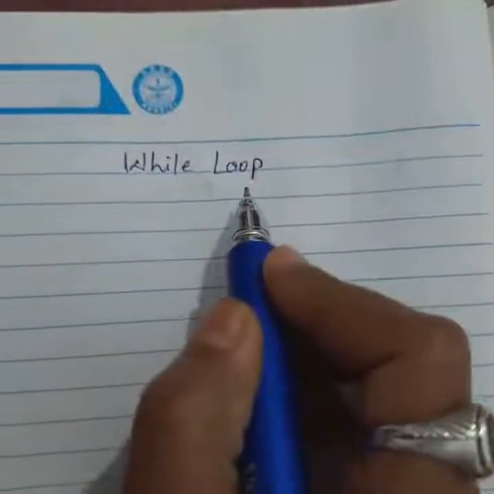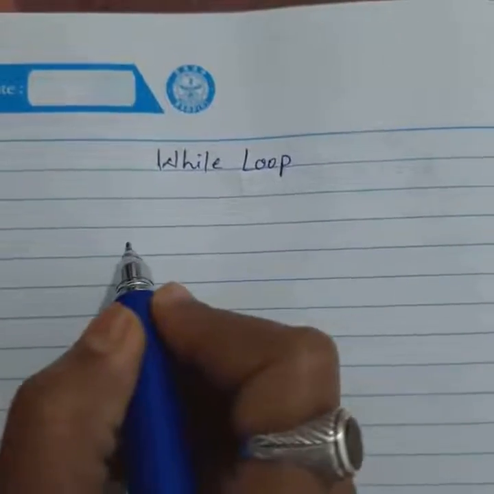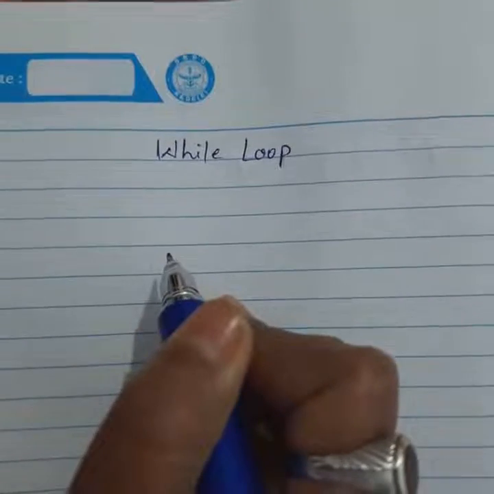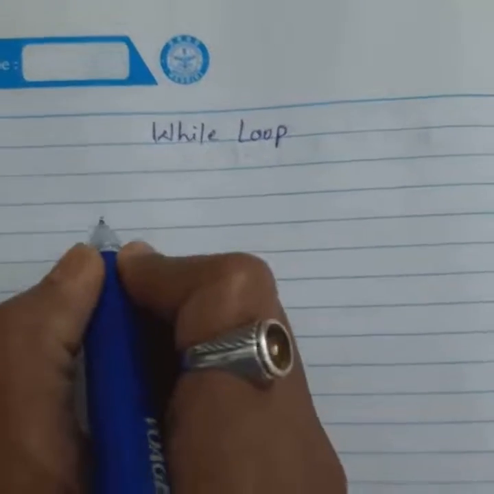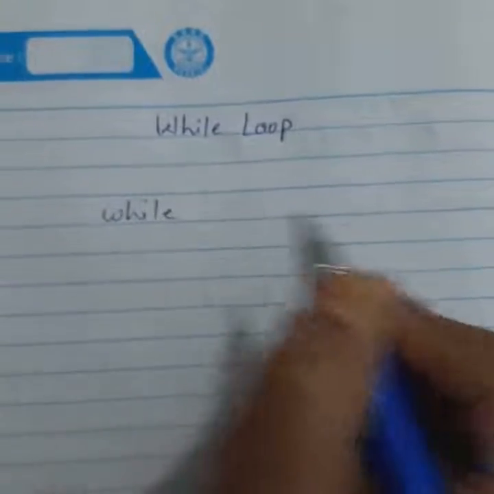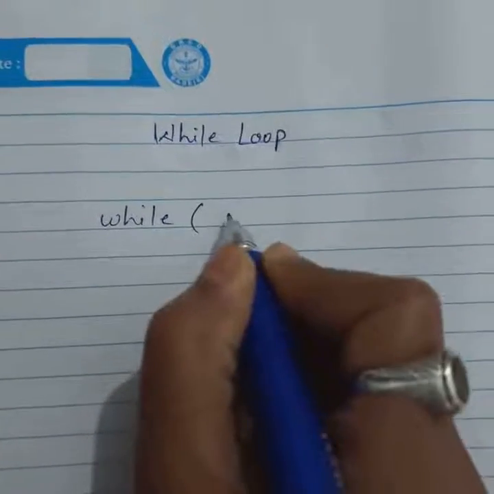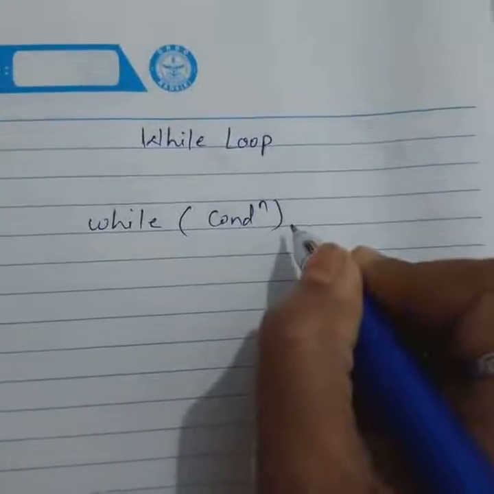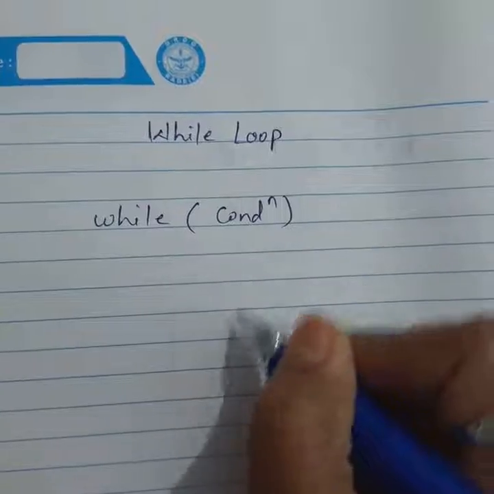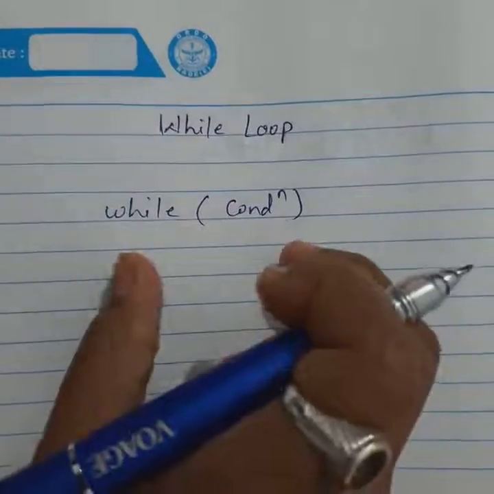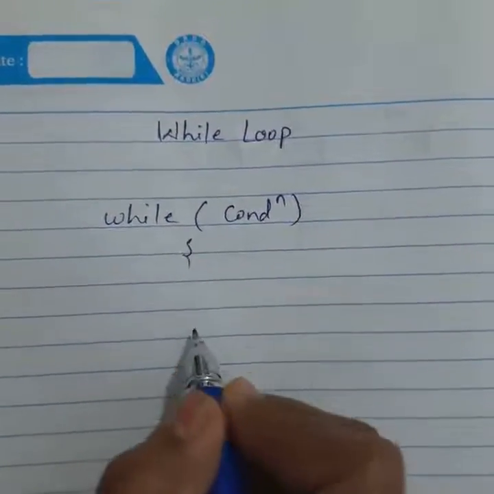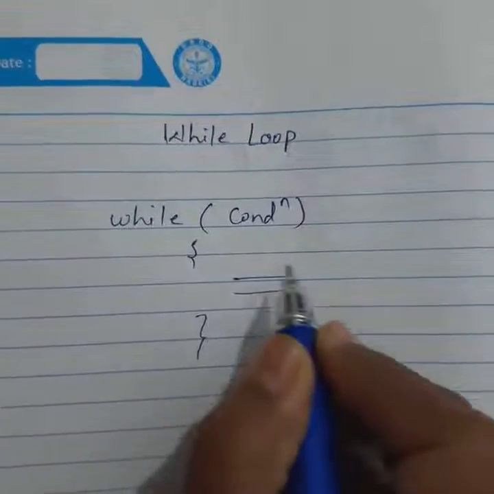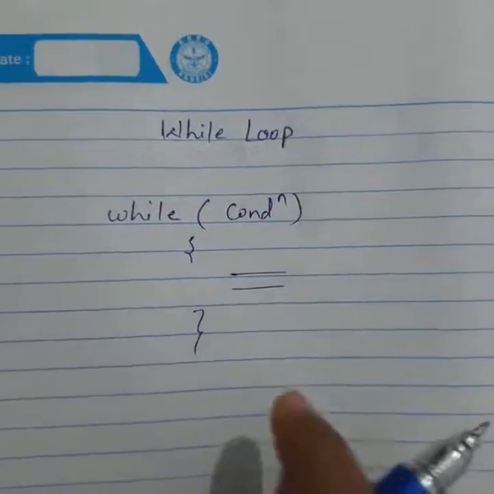Today we start the while loop. A while loop is used for repeatedly executing a target statement until the given condition becomes false. The syntax of a while loop is: while, and here we give a condition. For example, I will create a program that prints the natural numbers 1 to 10. If this condition is true, the compiler will go to the next statement. This is the syntax of the while loop.